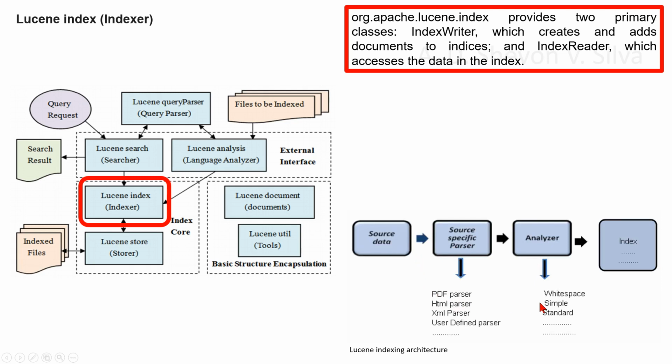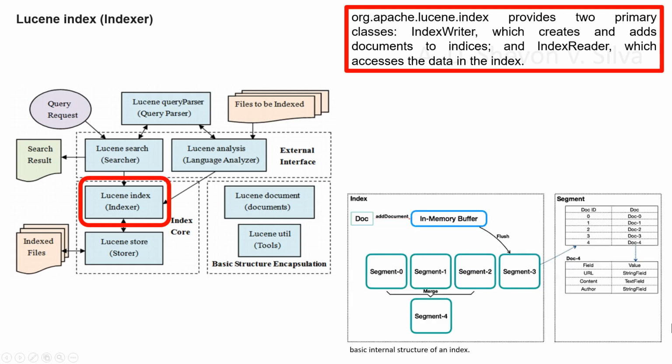Here you can see the Lucene indexing architecture. The entire indexing procedure can be summarized as shown in this figure. Here the source data is connected to the source-specific parser, which is connected to the PDF parser, HTML parser, XML parser, and user-defined parser. The source-specific parser is connected to the analyzer, which is connected to whitespace, simple, standard, etc. And the analyzer is connected to the index. Here you can see the basic internal structure of an index.